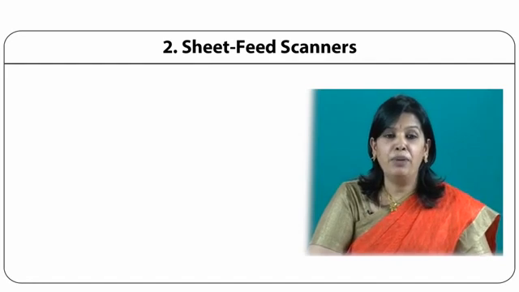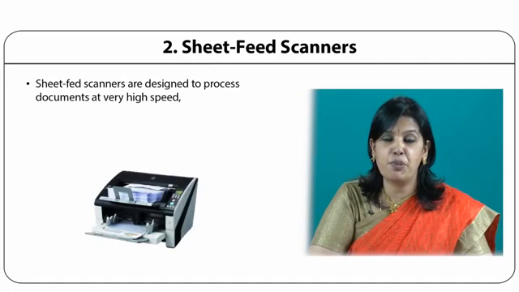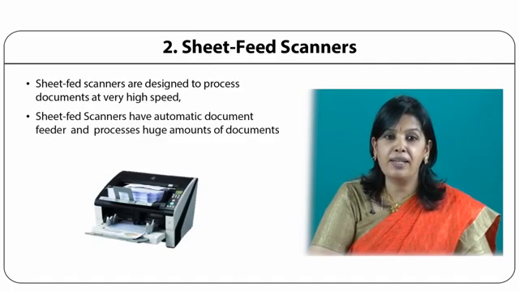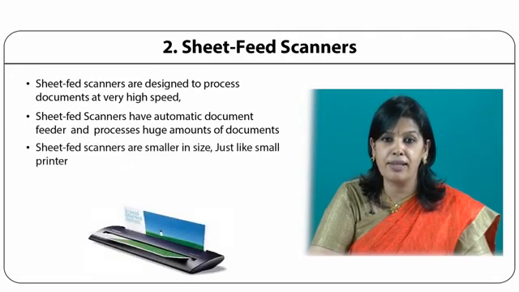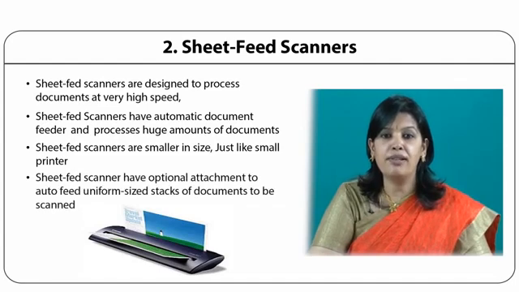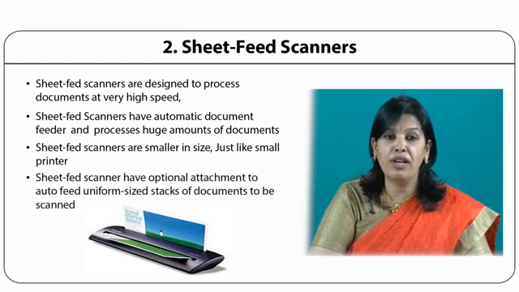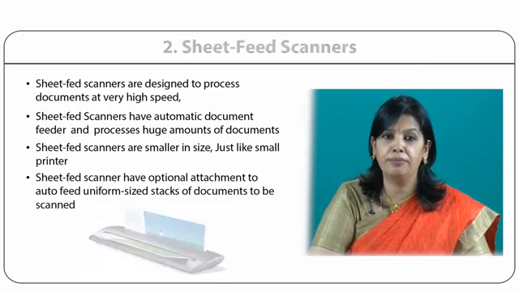The second equipment is sheet feed scanners. Sheet feed scanners are designed to process documents at very high speed. They have an automatic document feeder and process huge amounts of documents. Sheet feed scanners are smaller in size, just like a small printer. This scanner has an optional attachment to auto-feed uniform-sized stacks of documents to be scanned.